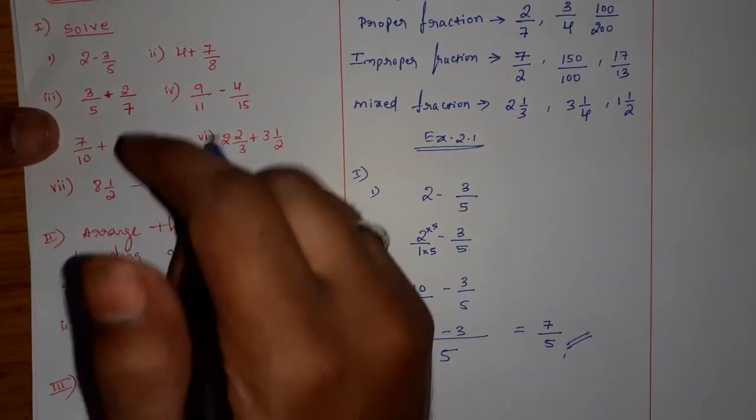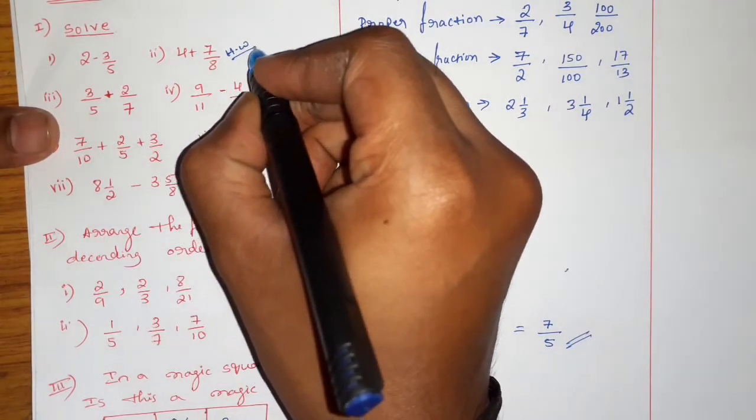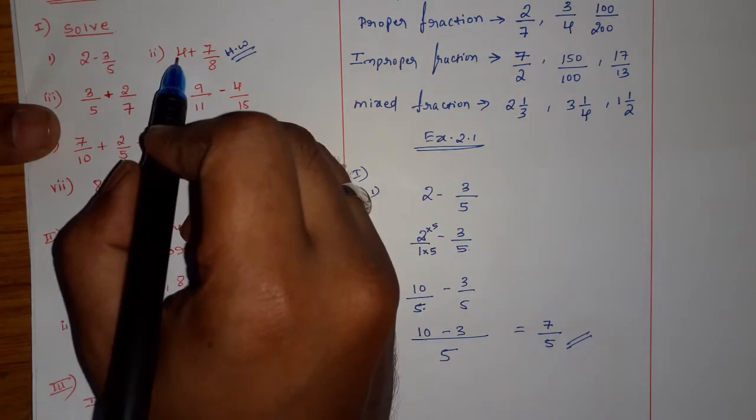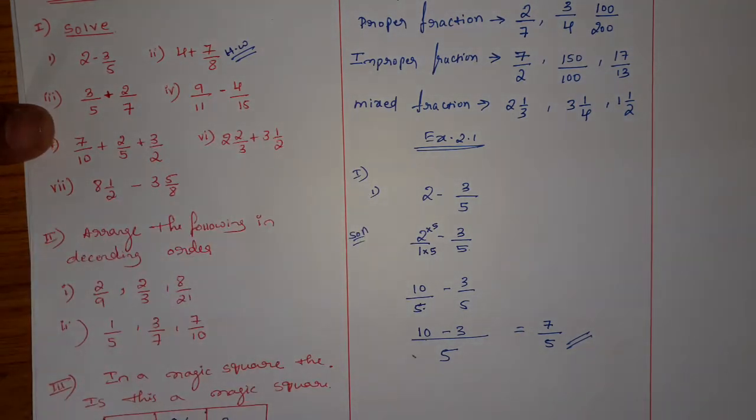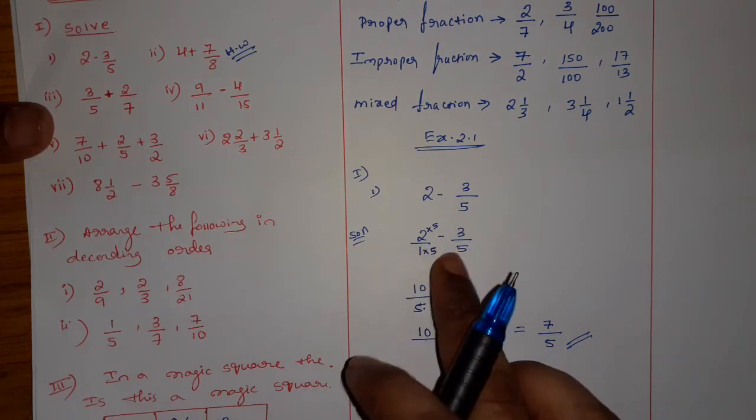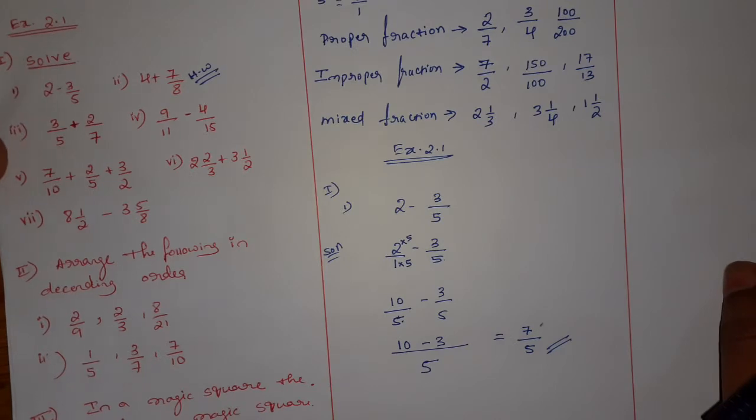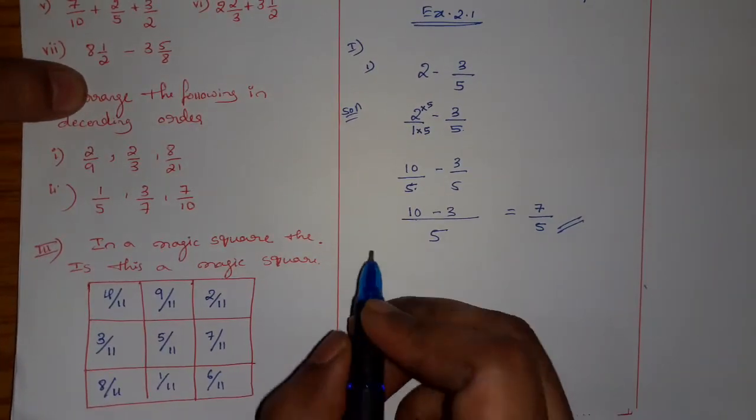Similarly, you try this one. Second question, take this as homework: 4 plus 7 by 8. You take 4 as 4 by 1 and you make the denominator equal. Just try in a similar fashion, you will get the answer. Let's move to the third question.